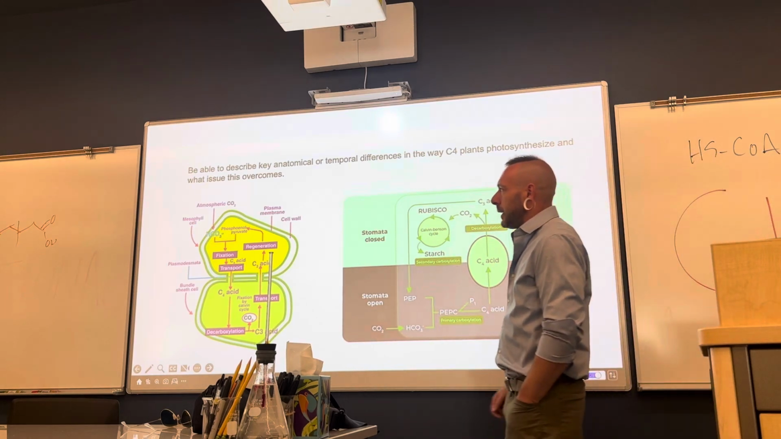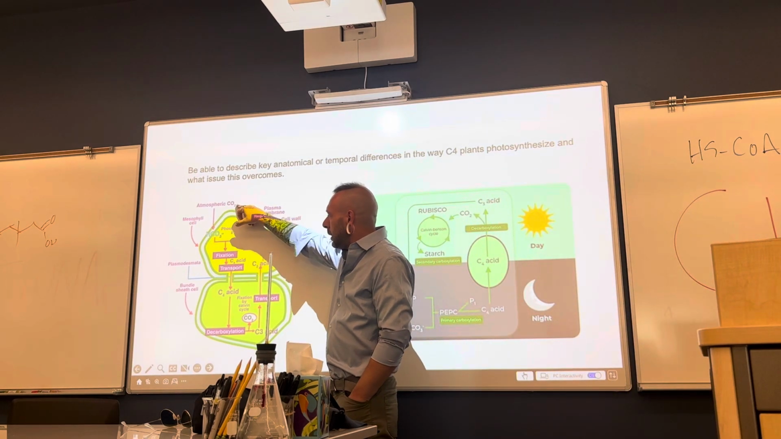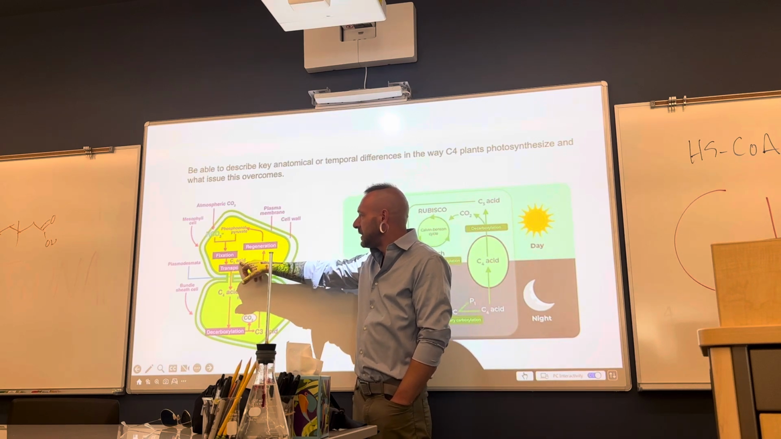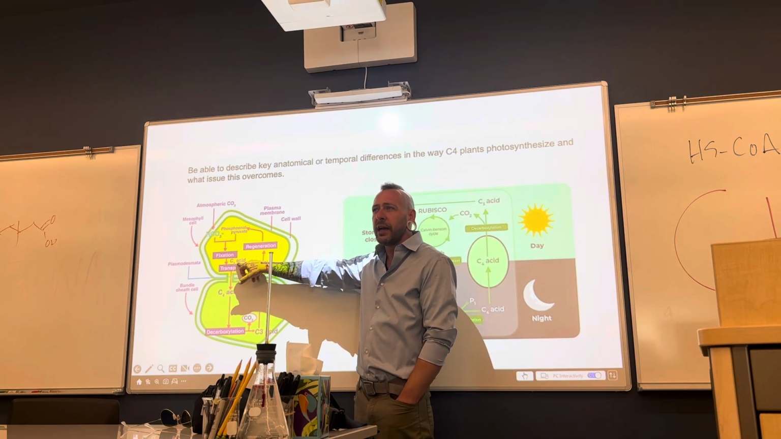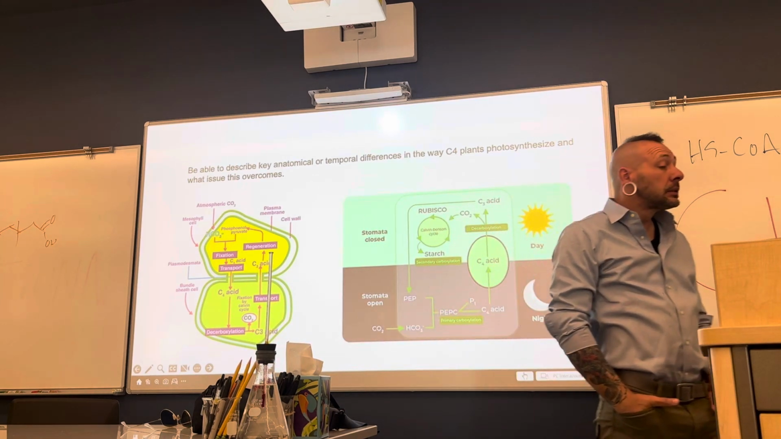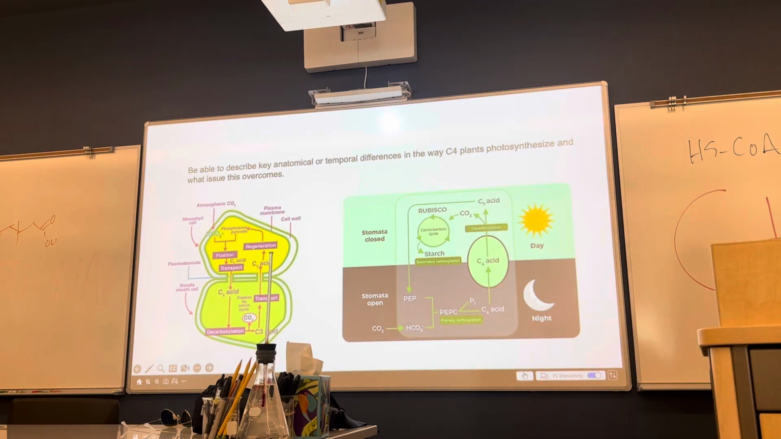So that's what's happening here. We have the CO2 coming into our mesophyll cells. It's being fixed as a C4 acid. Does anybody remember what that 4-carbon acid is called? I covered it real briefly. It's called malate. But that's why it's called C4 photosynthesis.